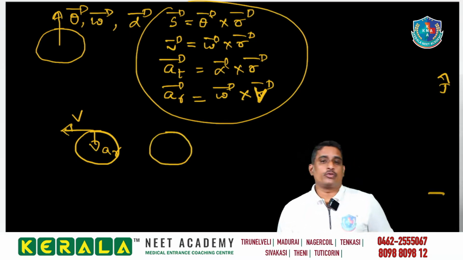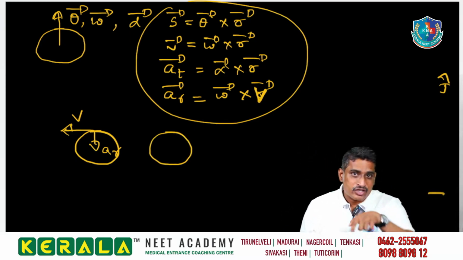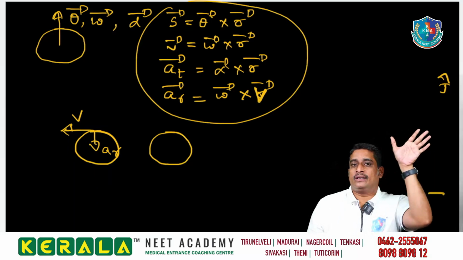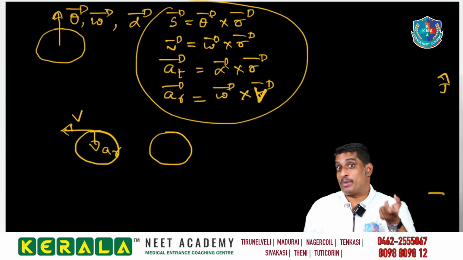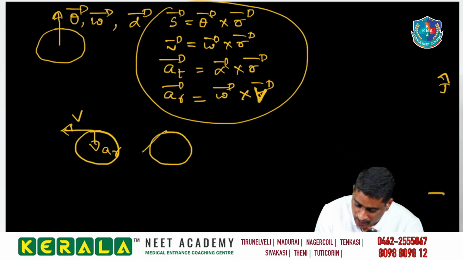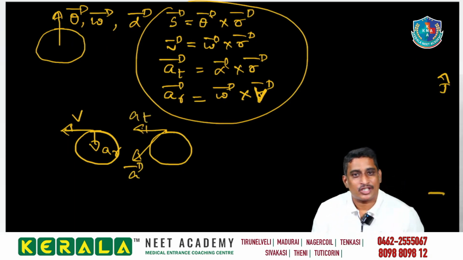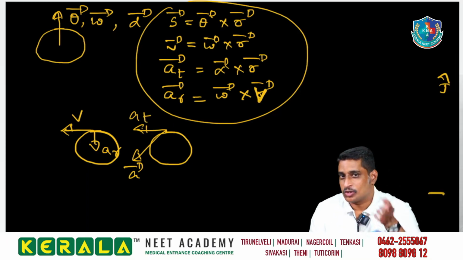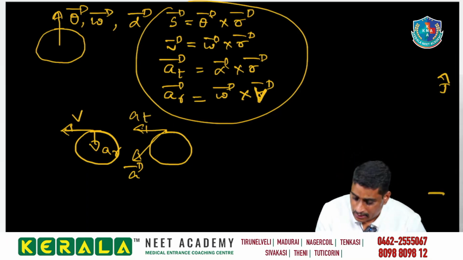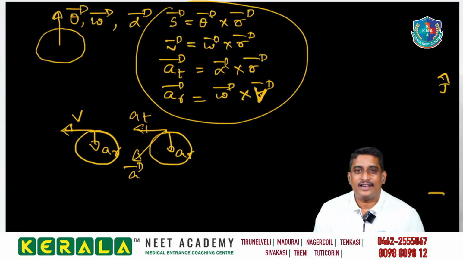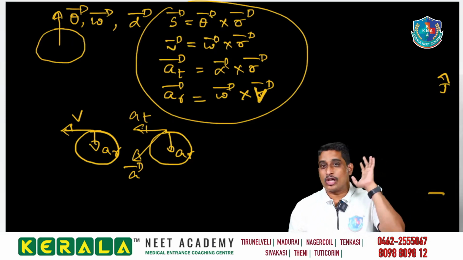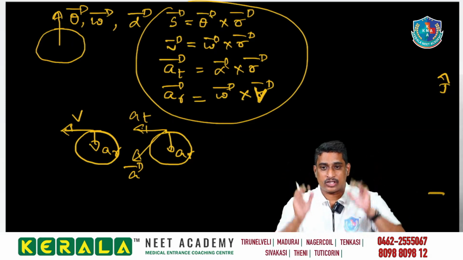totally two accelerations will be there. One acceleration is in the plane of the circle. Another acceleration is perpendicular to the plane of the circle. So the acceleration which is in the plane of the circle is a bar. It will have two components. One is tangential acceleration, which will be helpful to change the speed of the particle. Another one will be radial acceleration, which is also named as centripetal acceleration.